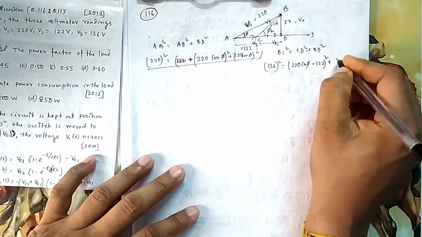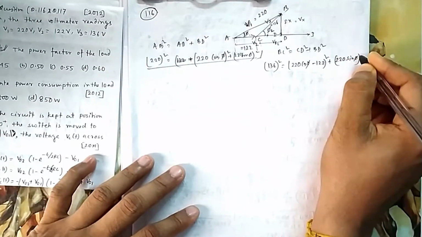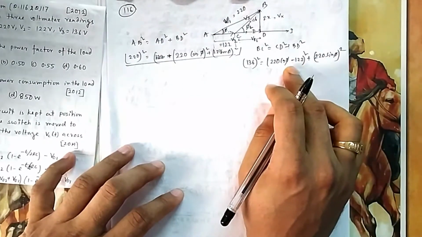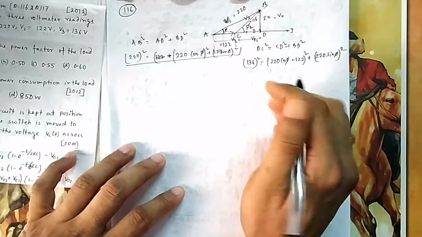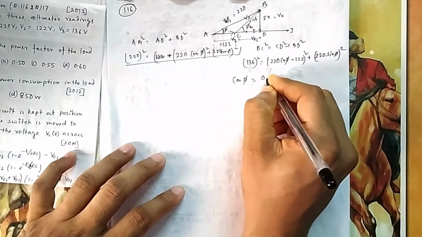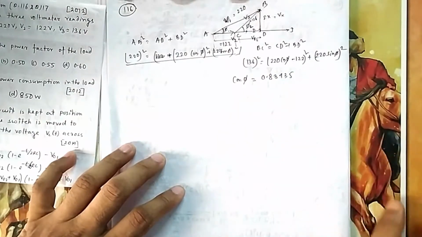So I am going for sin phi, so that my equation becomes in phi only. Now you can open it, and cos square plus sin square you can put as 1, and if you solve it, you will find your cos phi is equal to, I am directly writing, I think you can easily solve it, 0.83435.